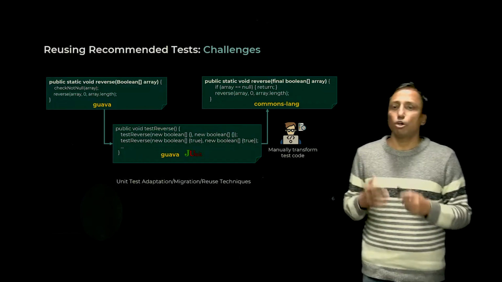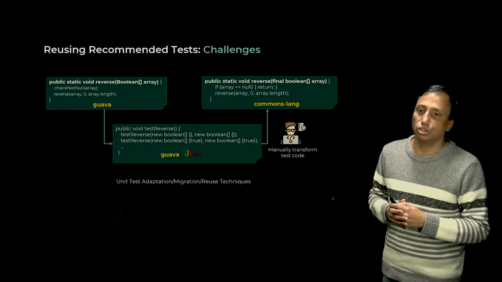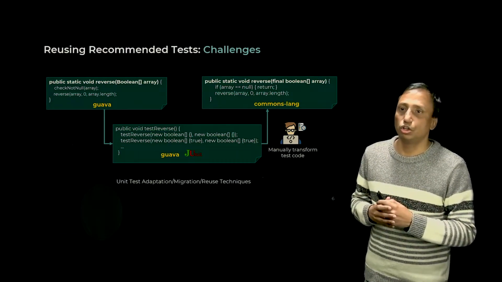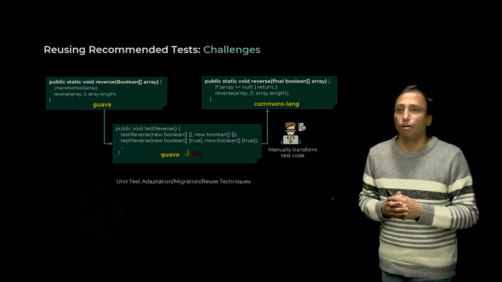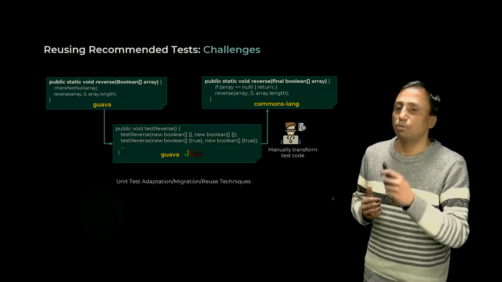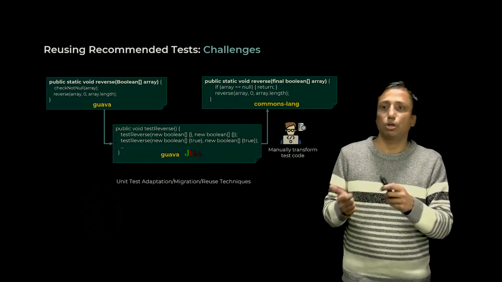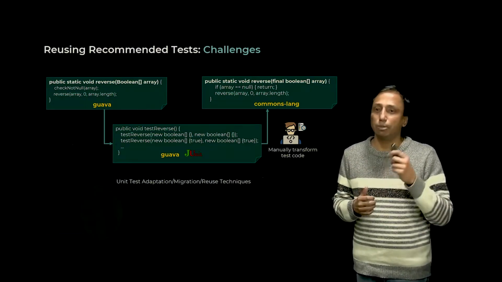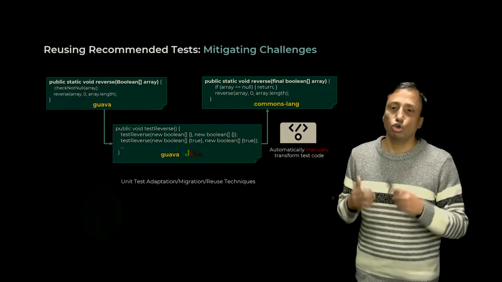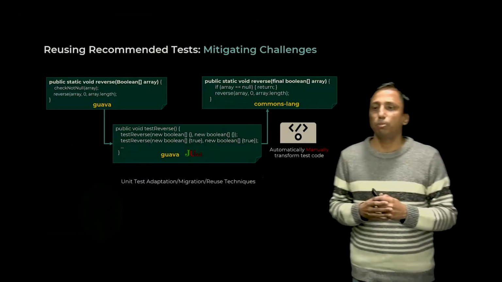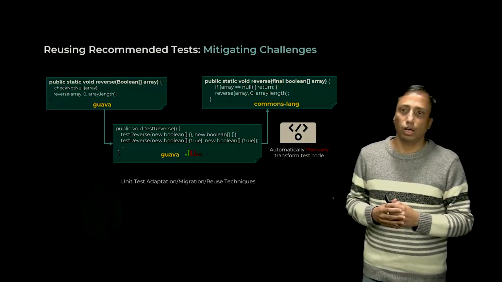However, researchers have also found that developers cannot directly reuse these recommended tests in the target system. They have to modify these recommended tests. And sometimes this modification task can be challenging. For example, these recommended tests might have several method calls, and developers have to identify semantically similar method calls in the target system to replace them, which can be a challenging task. One way to mitigate this challenge is by developing automated tools and techniques that could transform these code elements in the recommended test and reuse these recommended tests directly in the target system.